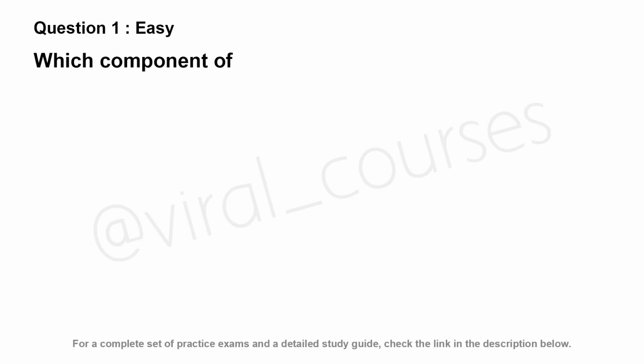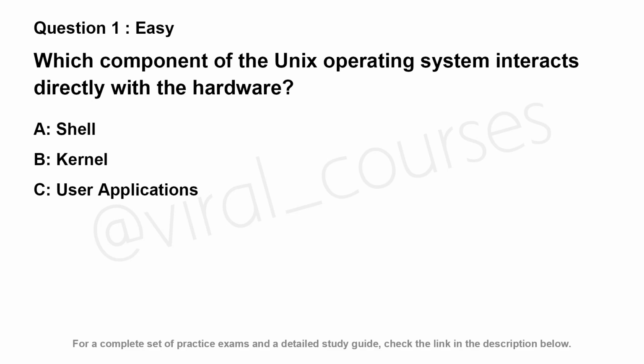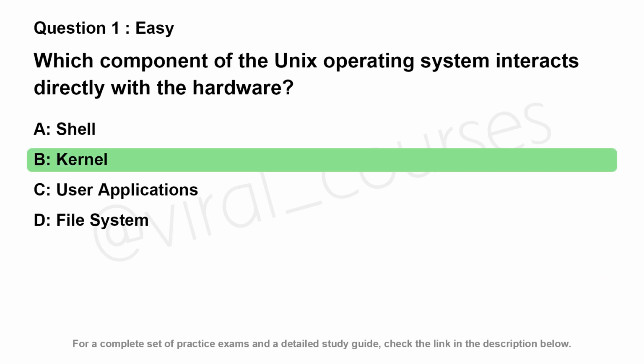Which component of the Unix operating system interacts directly with the hardware? Option A, shell. Option B, kernel. Option C, user applications. Option D, file system. The correct answer is B.